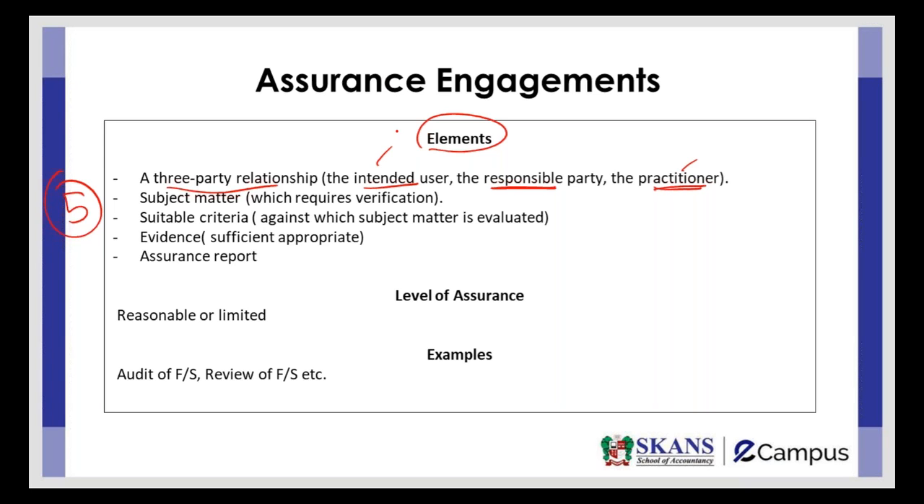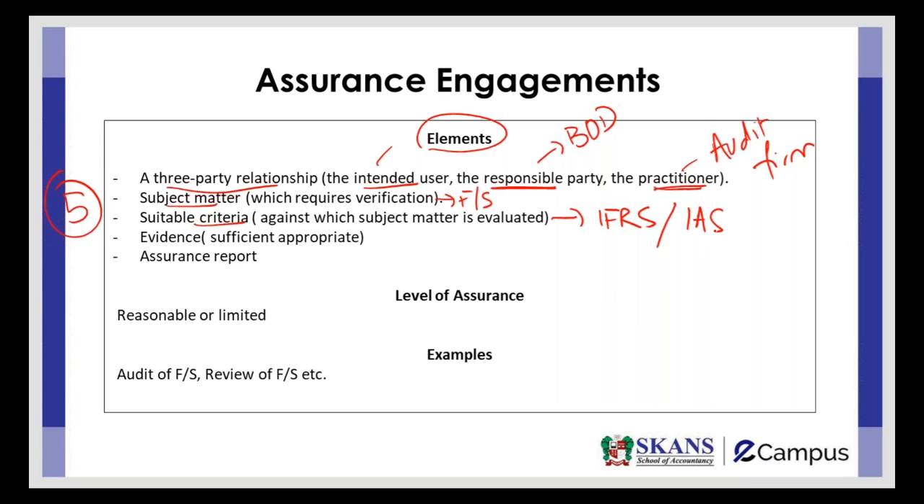So an assurance assignment will always have three parties. It will always have something that needs to be verified. It will always have a suitable criteria against which the subject matter is verified or evaluated. So for example, you know how I said audit is an example of an assurance engagement? The practitioner is the audit firm. The responsible party are the board of directors. So they're the ones who are responsible for preparing the financial statements. So they are the ones who have prepared the financial statements. We are going to evaluate these financial statements against a reporting framework.